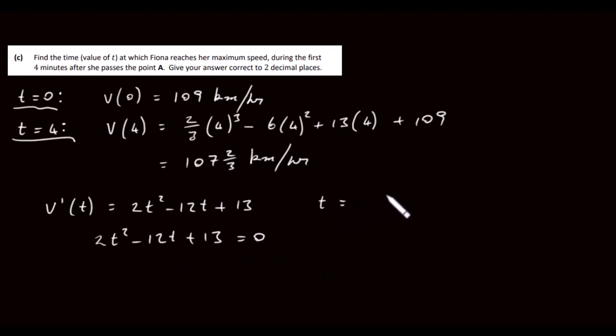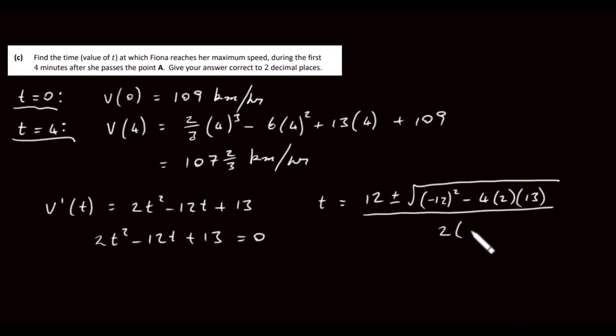So we know that t is going to be equal to minus b, so b is minus 12, so that's going to be 12 plus or minus the square root of b squared, well b is minus 12, which we have to square, minus 4 times a, which is 2, and times c, which is 13. Got to put all that over twice a. Now again, I've done that out, and you get 4.5811, and that goes on for a while. And then we also have 1.41886, 5 decimal places actually there. So these are our 2 times.